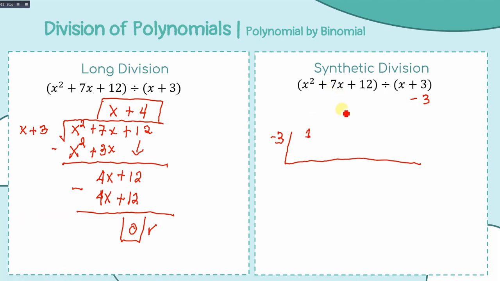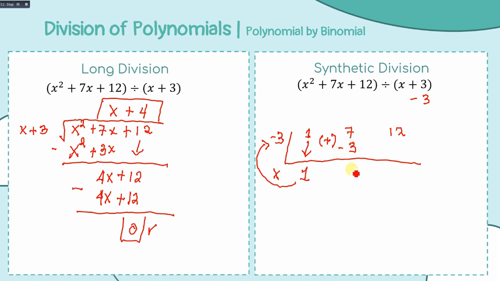Again, we will rewrite the numerical coefficients. We have 1, we have 7, we also have 12. And again, after rewriting all and arranging in synthetic division, we must bring down 1, the first leading coefficient. Bring down 1, and then 1 will be multiplied to negative 3. So 1 times negative 3, we have a negative 3, and then the operation will now become addition. So 7 plus a negative 3, so this will become positive 4.